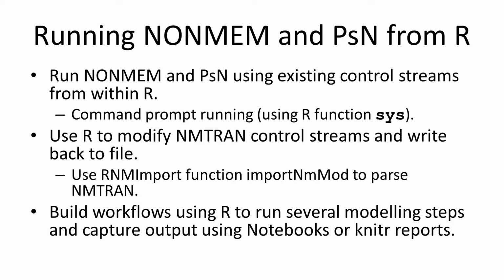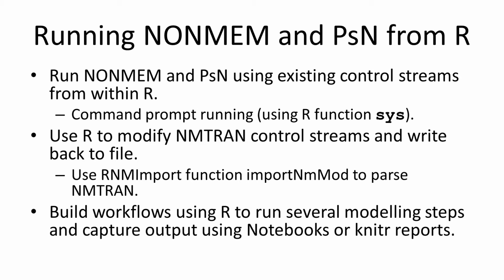There's a Mango Solutions R package called rnmimport, which takes NONMEM control streams, imports those, and parses the control stream into R objects, which we can then manipulate and work with. It's easier in some ways to work with the parsed values than just working with plain vectors of character strings. I have a version of rnmimport that enhances some of the Mango R package functionality, especially in the import nmmod functionality. But we'll take a look at that in the demo to show how that works.